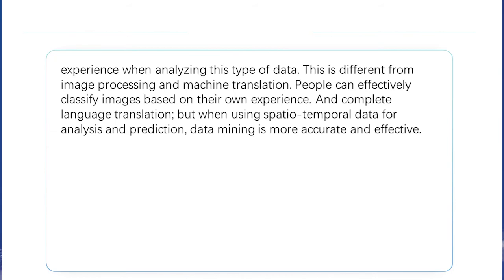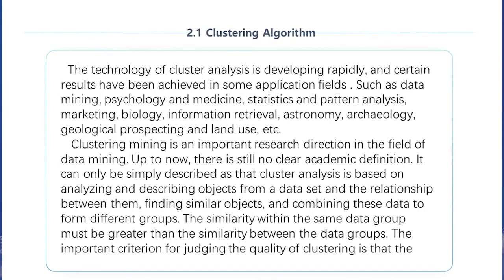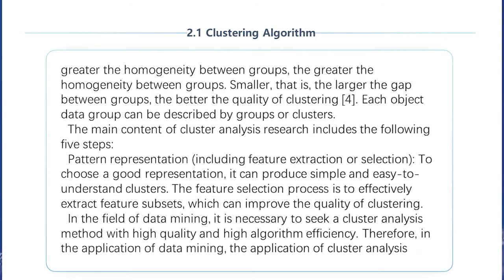It can only be simply described as that cluster analysis is based on analyzing and describing objects from a data set and the relationship between them, finding similar objects, and combining these data to form different groups. The similarity within the same data group must be greater than the similarity between the data groups. The important criterion for judging the quality of clustering is that the greater the homogeneity within groups and the smaller the homogeneity between groups, that is, the larger the gap between groups, the better the quality of clustering. Each object data group can be described by groups or clusters.